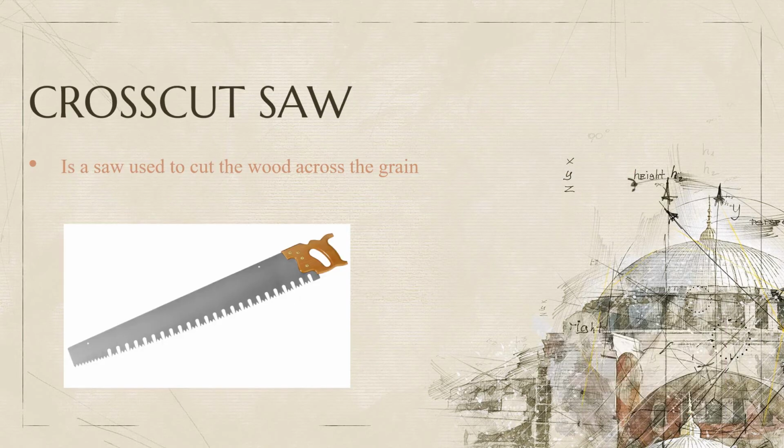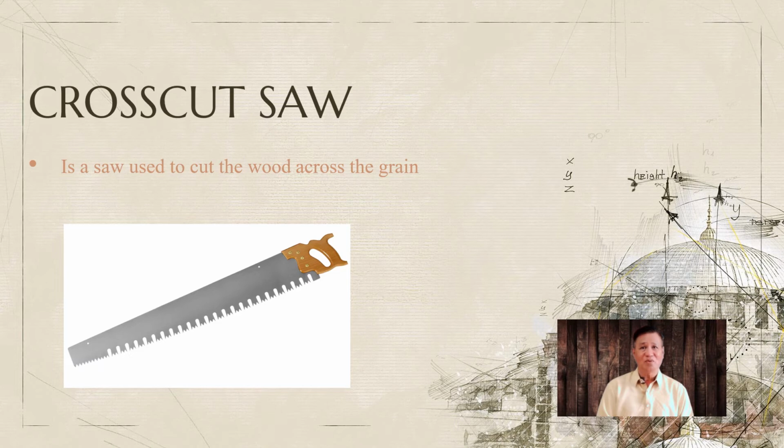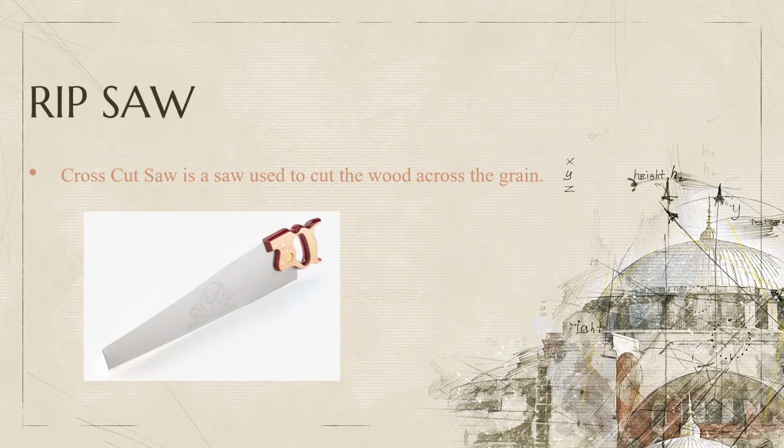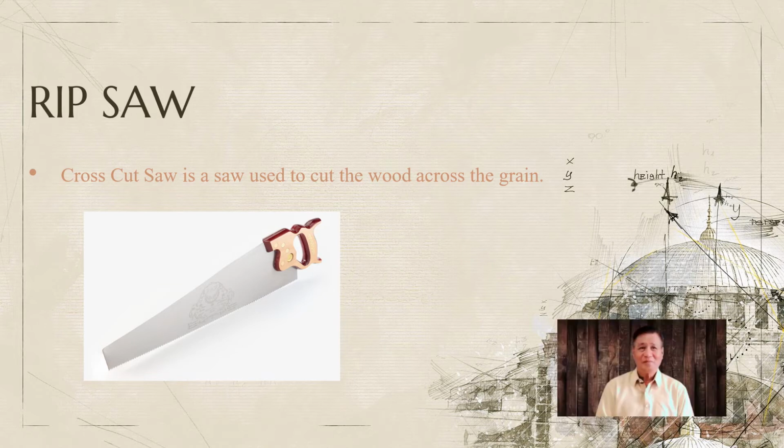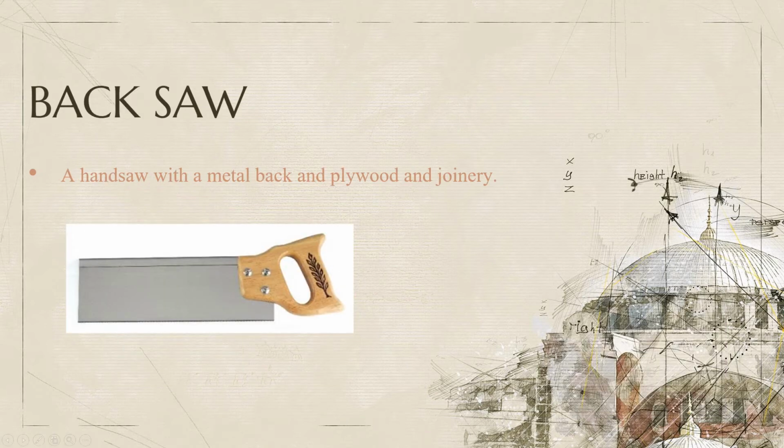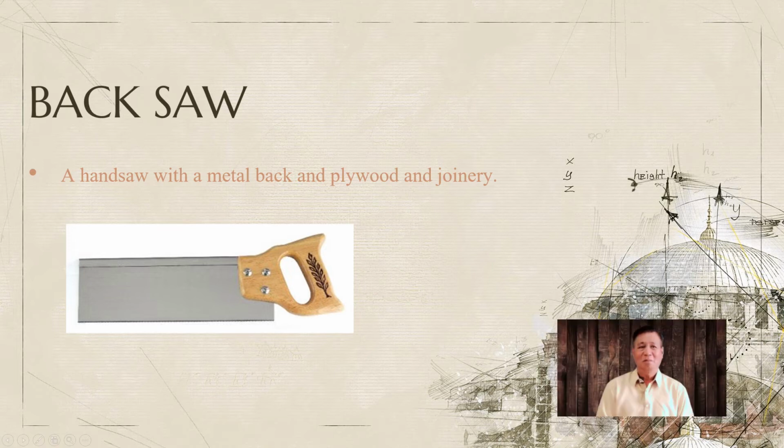We also have the crosscut saw. A crosscut saw is a saw used to cut wood across the grain. Next is the rip saw. A rip saw is used to cut wood along the grain. Under the cutting tools is the back saw. A back saw is a hand saw with a metal back, used in plywood and joinery.